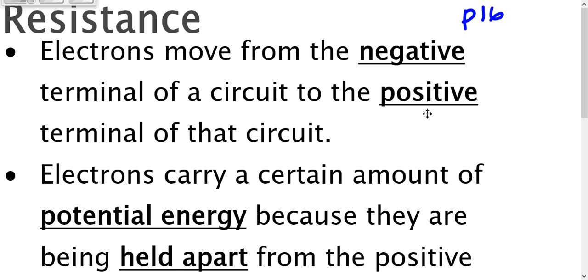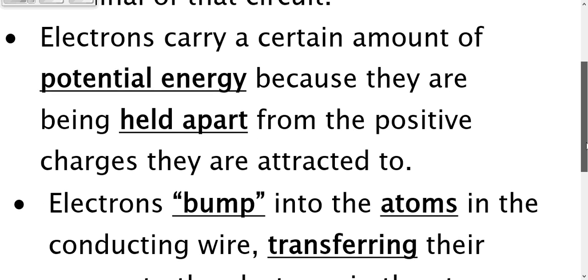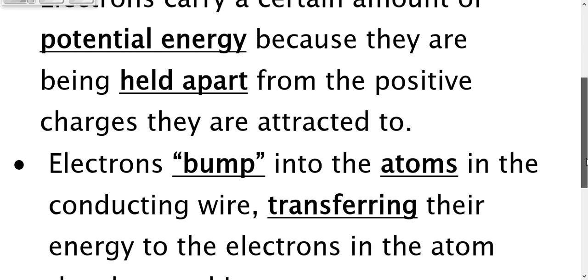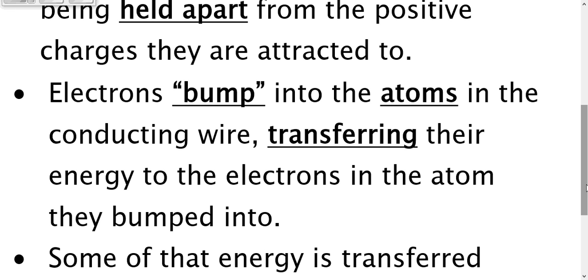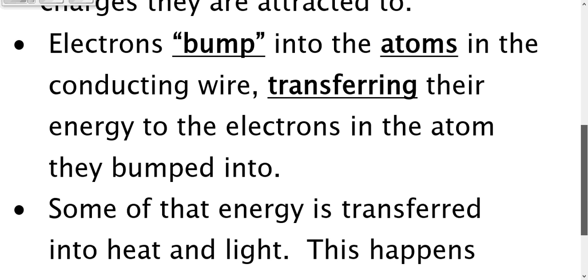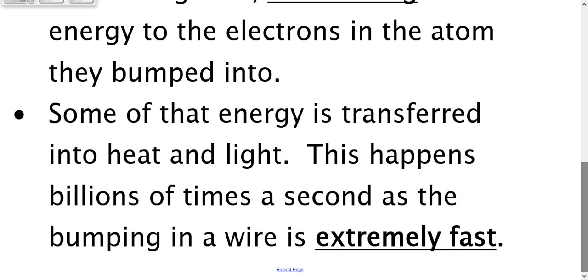circuit to the positive end of that circuit or battery. Electrons carry a certain amount of potential energy, that's that stored up energy, because they're being held apart from the positive charges they are attracted to. So electrons bump into atoms in the conducting wire, transferring some of their energy to the electrons in the atom they bumped into. Some of that energy is transferred into heat and light, and this happens billions of times a second as the bumping in a wire is extremely fast.